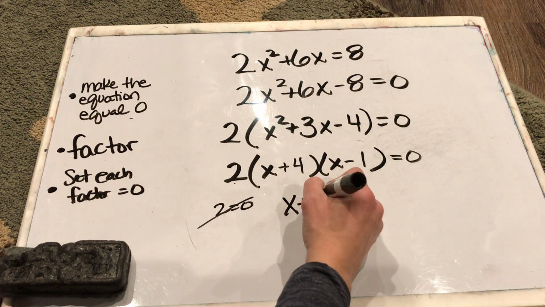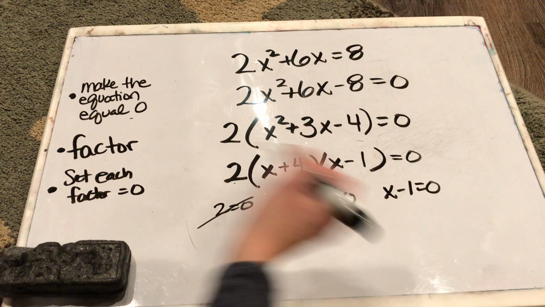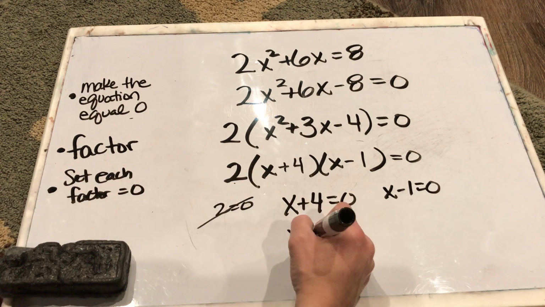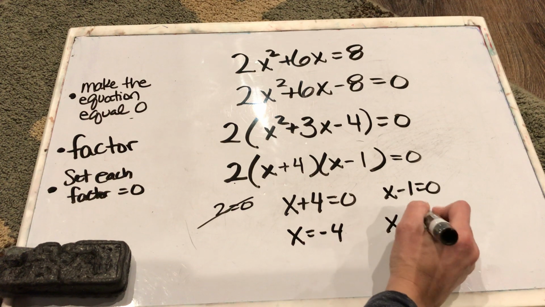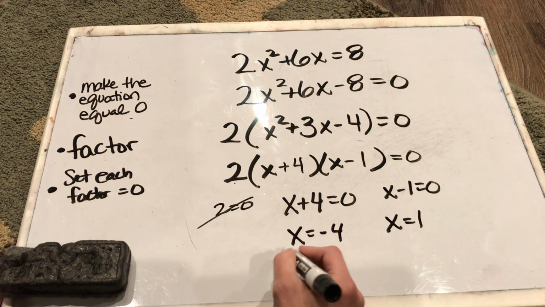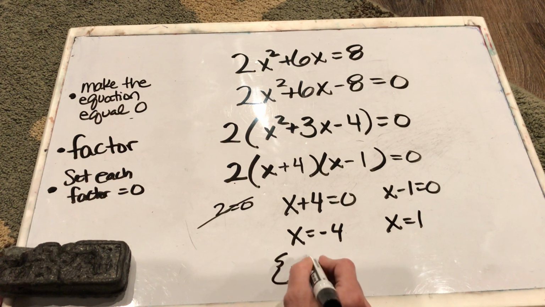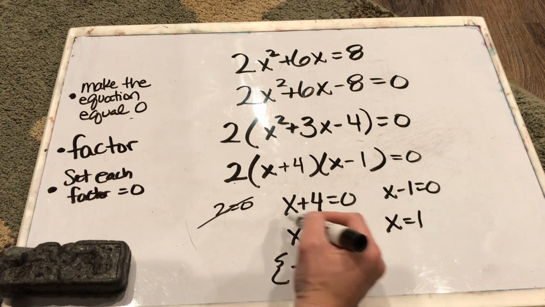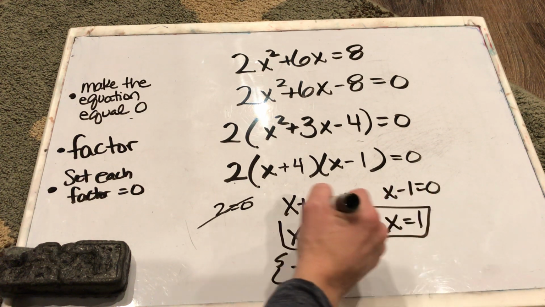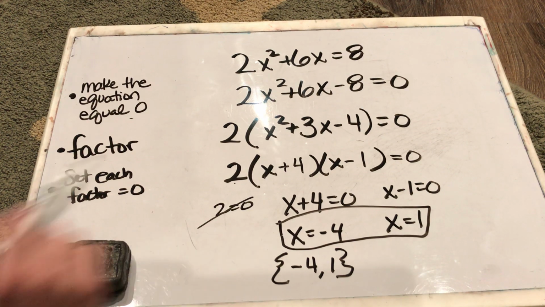So we just have 2 equations then to solve for x. This one becomes x equals negative 4, and this one is x equals 1. If you want to write it in a solution set, you can write it like this, negative 4, comma 1. These are my 2 solutions. You can leave it as x equals negative 4 and x equals positive 1. So either of these answers would be correct.